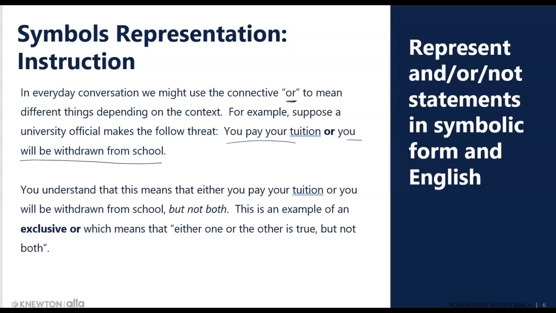But this is what we call an exclusive or. It means either one of these is going to be true, but not both. So, in other words, it means if you don't pay your tuition, you definitely will be withdrawn from school. Or if you pay your tuition, you definitely won't be withdrawn from school. Both of those things could not happen. That's not quite the way we use the or statement in this class or in math in general. This would be called an exclusive or.